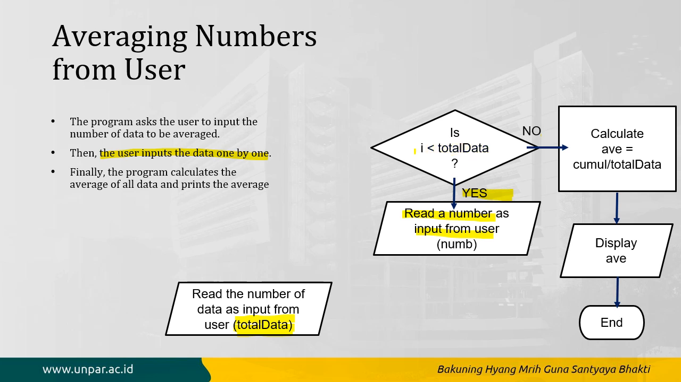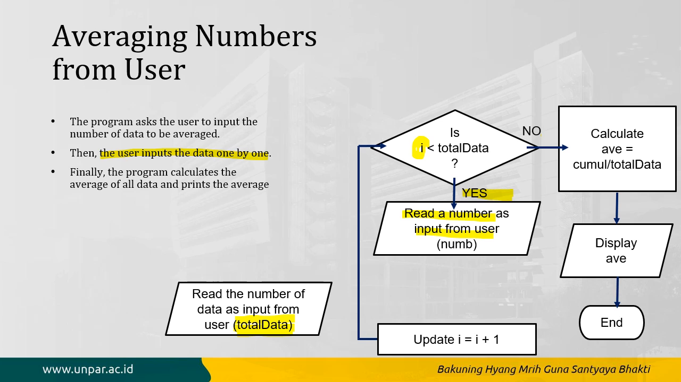Okay, now we need a variable I here to record how many times we have inputted the data. If we are still below the total data, we need to keep inputting the data. If we have reached the total data, then we can calculate the average. So this I is something that we need to keep updating, such that it can record how many times we have inputted the data. Have we reached the total data or are we still below that? Okay. So I is something that we need to update.